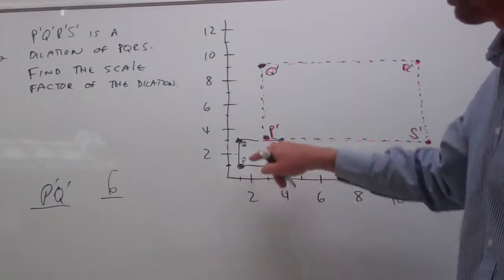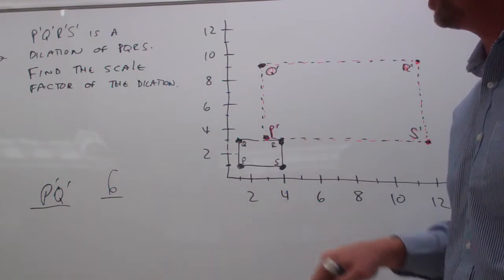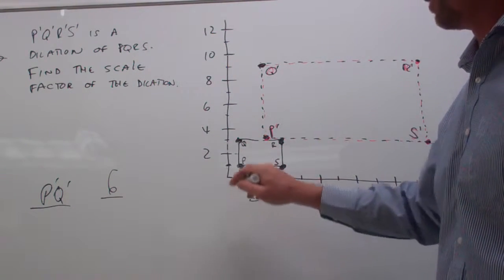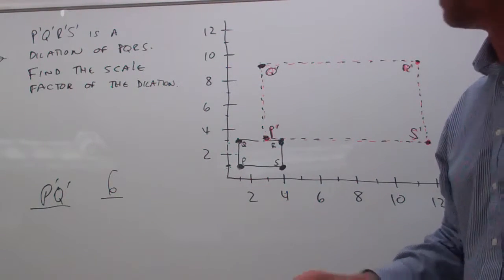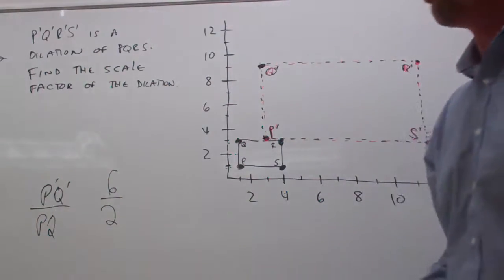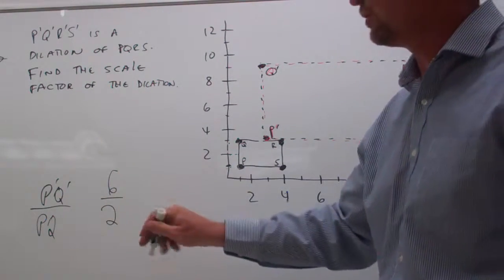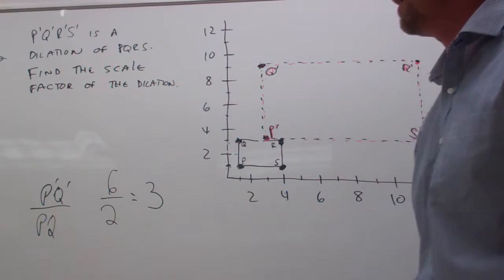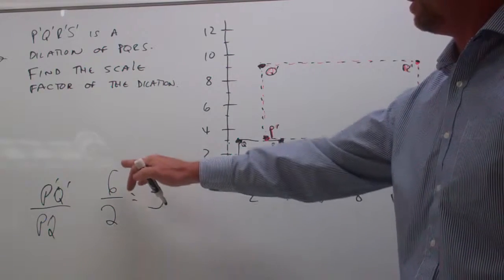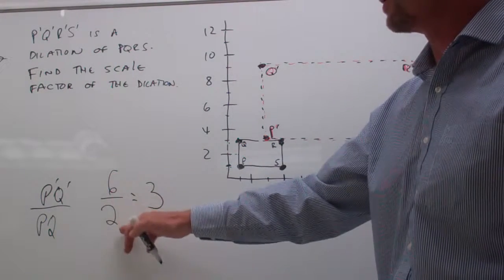And if we compare the corresponding side on the pre-image, or the original, line PQ, you notice that this is going from a y coordinate of 1 to a y coordinate of 3, or 2 units long. So the ratio of P prime Q prime to line PQ was 6 to 2. And 6 over 2 simplifies to 3. That is your scale factor. It's the ratio of the length of the image to the pre-image, or the original. 6 over 2 is 3.